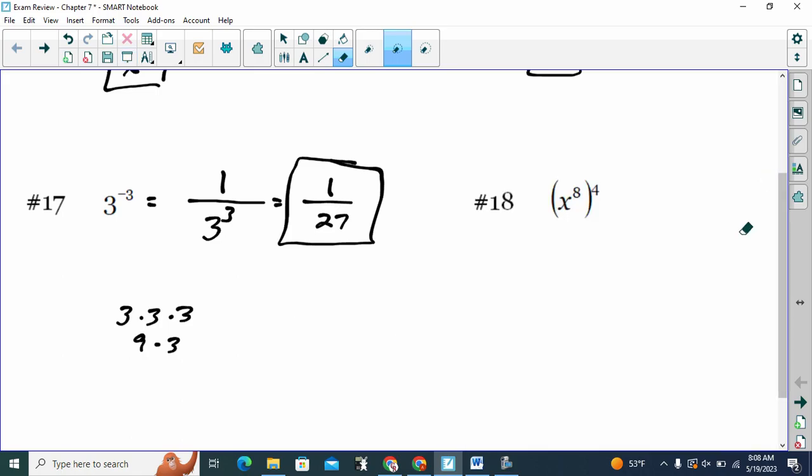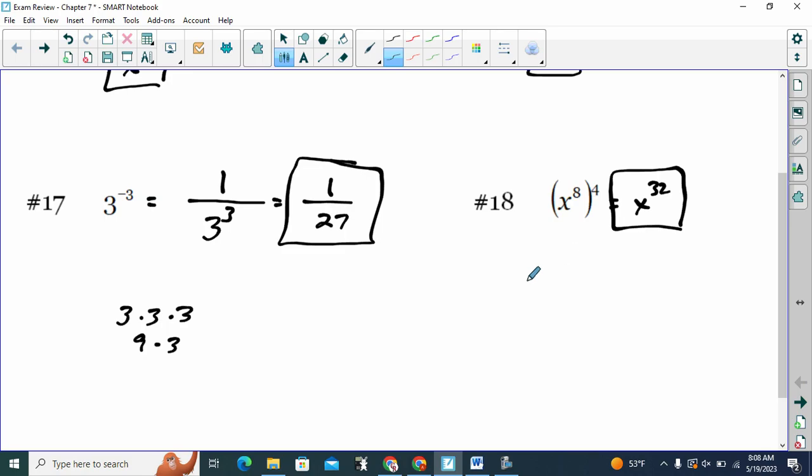Number 18 is the power of a power property. X to the 8th to the 4th. Power of a power, we multiply exponents. 8 times 4 gives me 32. X to the 32nd power.